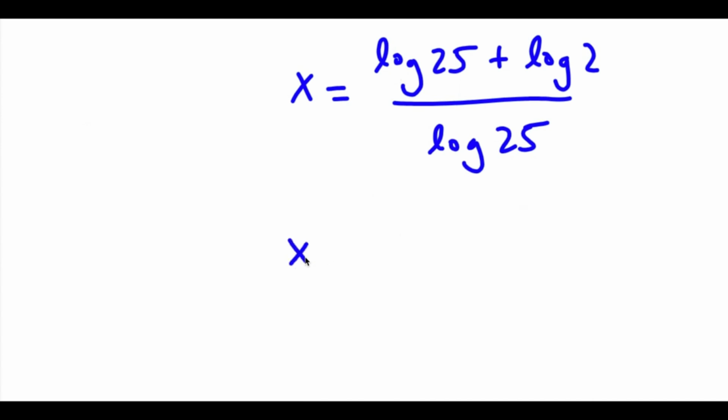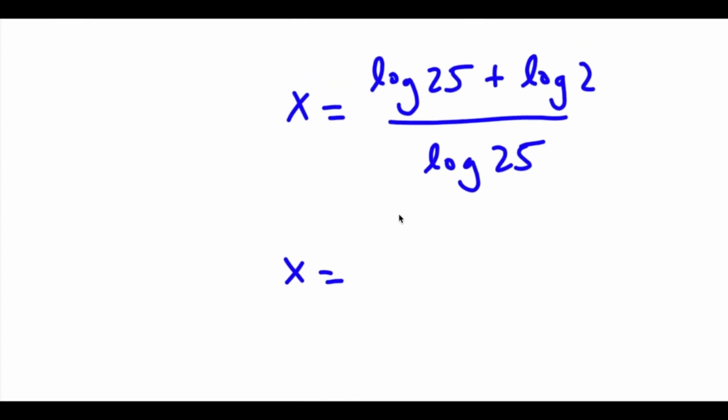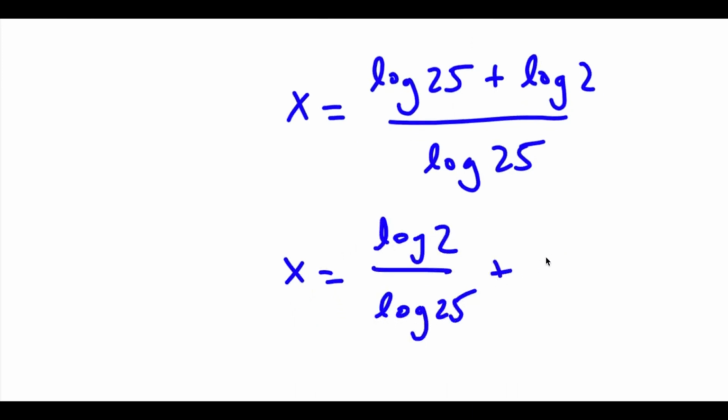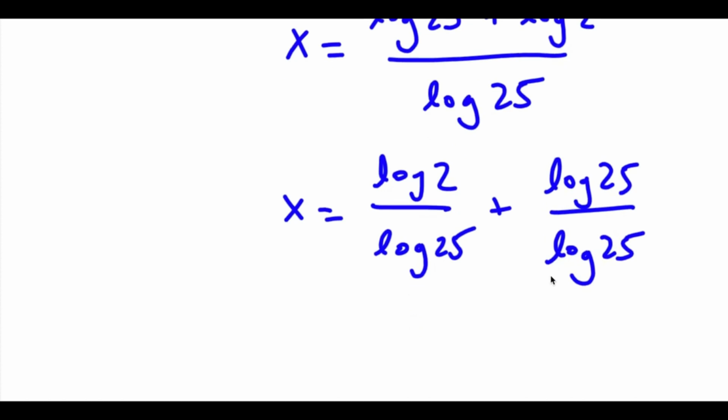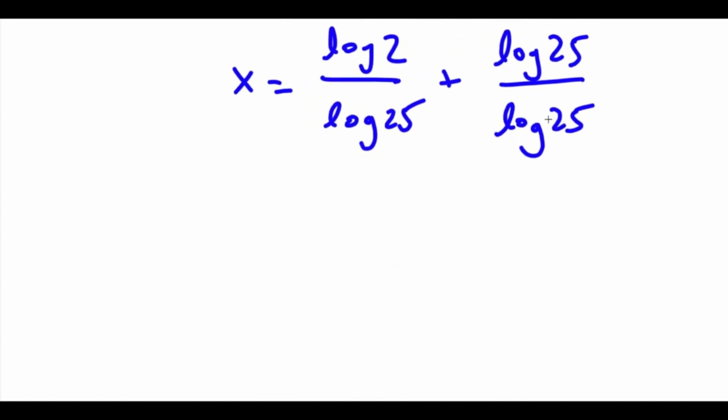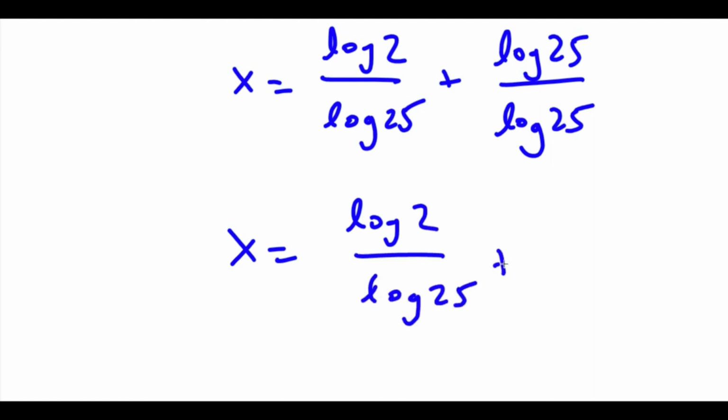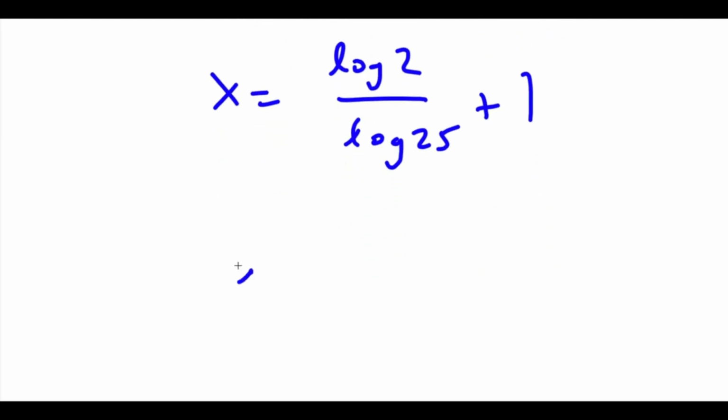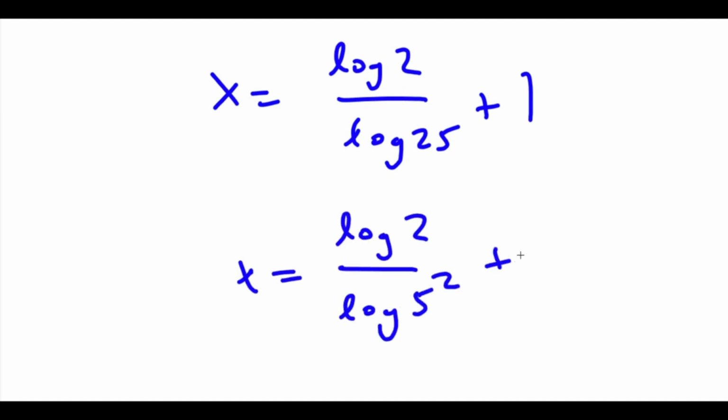So now this is the same thing as log 2 over log 25 plus log 25 over log 25. Now log 25 divided by log 25 is simply 1. So now I have log 2 over log 25 plus 1. And log 25, this is the same thing as log 5 squared.